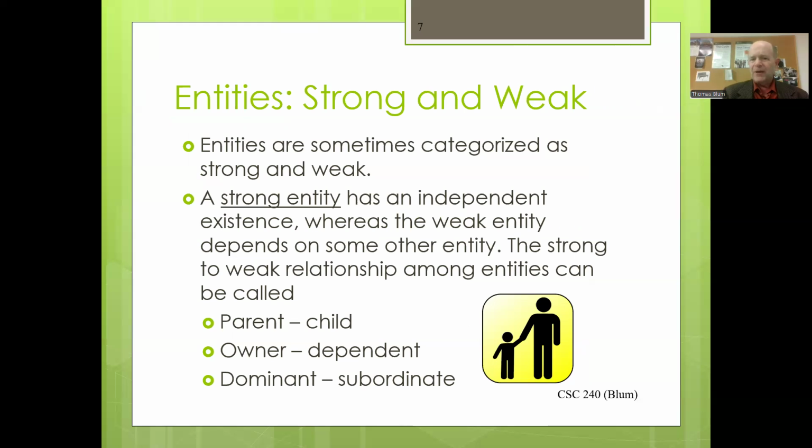The sort of strong and weak, that the strong entity comes first, and sometimes you have to make one entity before you can make the other. The one that is more like a standalone that can be made would be the strong entity. So sometimes the relationships are known as parent-child, that you have to have the parent before you have the child, or owner-dependent, or dominant-subordinate.